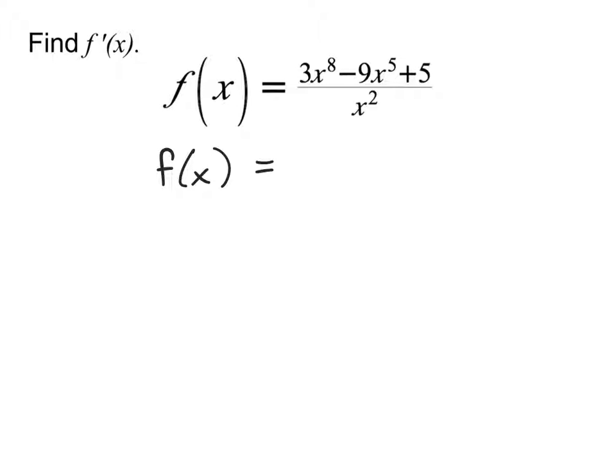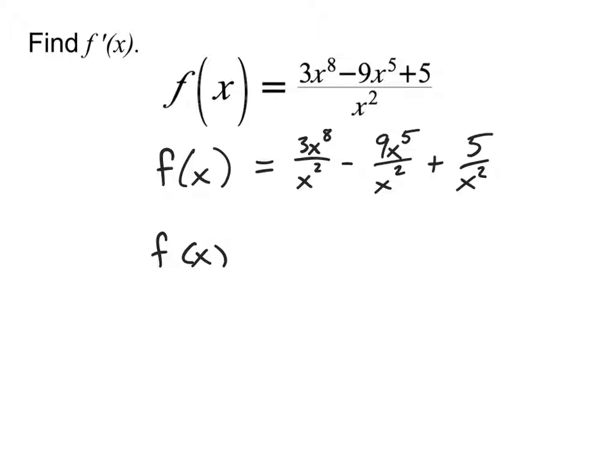Well, we can do that by saying that since all of this is divided by x squared, that also means that each of those terms is divided by x squared. And so in the big scheme of things, writing it out the longest way first, that means it would be 3x to the 8th over x squared minus 9x to the 5th over x squared plus 5 over x squared. And then we're just going to clean up each of those individual terms.